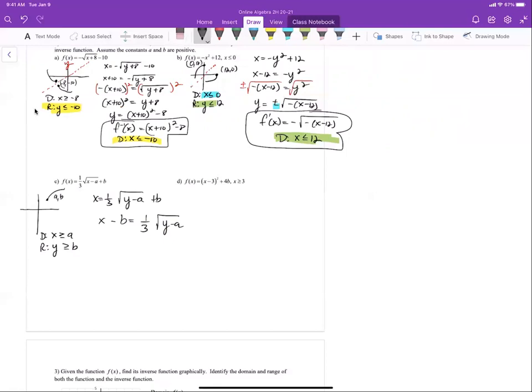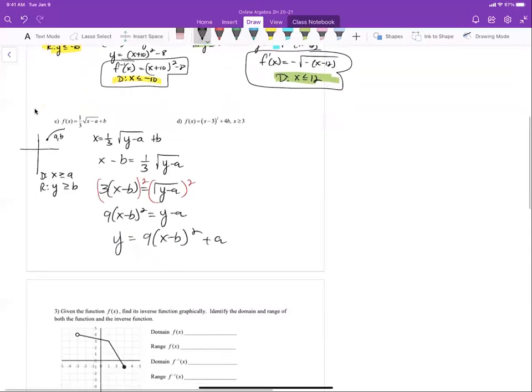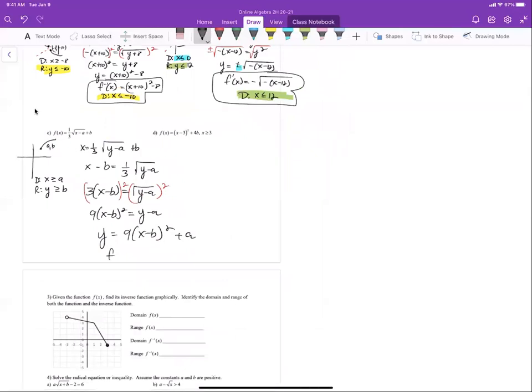Okay, so now I've moved my b over. I now need to multiply both sides by 3. I get x minus b times 3, and then I get the square root of y minus a. Need to square both sides. 3 squared is 9, and it's multiplied times x minus b squared, and then I get y minus a. I get y is equal to 9 times x minus b squared plus a. That is my function. I've been asked to put it in correct syntax, and that will be 9 times x minus b squared plus a.